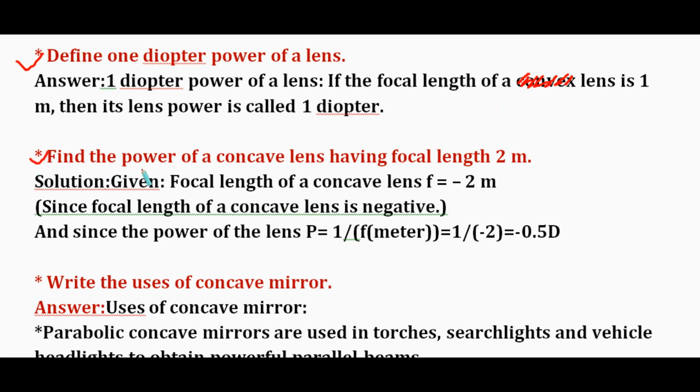Next question, find the power of concave lens having focal length 2 meter. Given focal length of concave lens f is equal to minus 2 meter. For concave lens, the negative sign is used, or it has negative focal length. Since focal length of concave lens is negative, and since power of the lens P equal to 1 upon f in meter, so 1 upon minus 2, and after division we get minus 0.5 diopter.